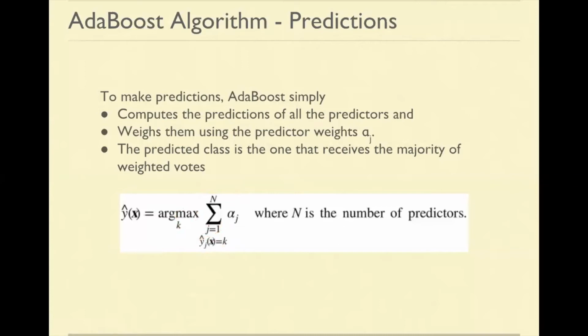I see the formula looks a little confusing, but the simple answer is that all it does is find the predictor which has the majority weighted votes. And this majority voting is done based on the predictor weights.